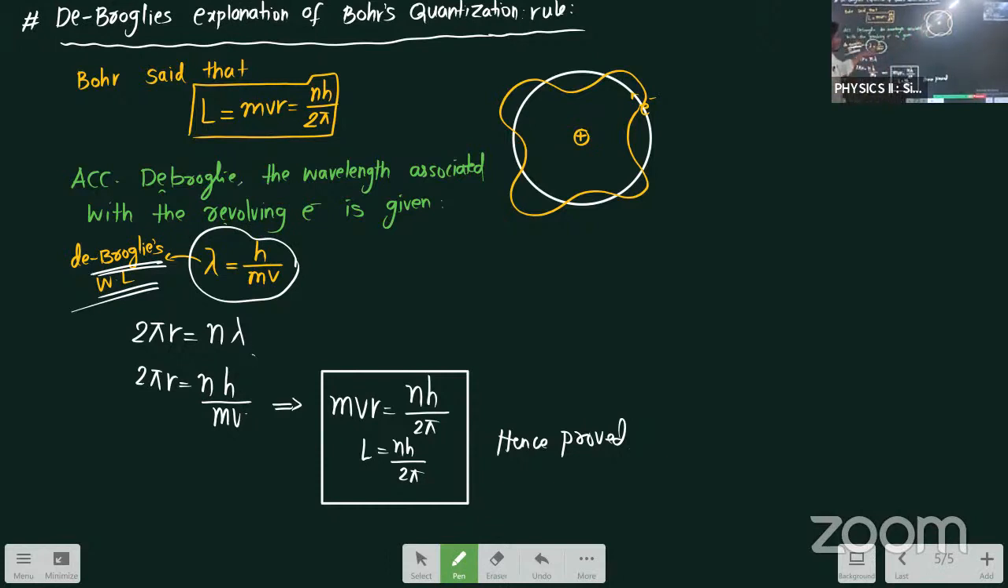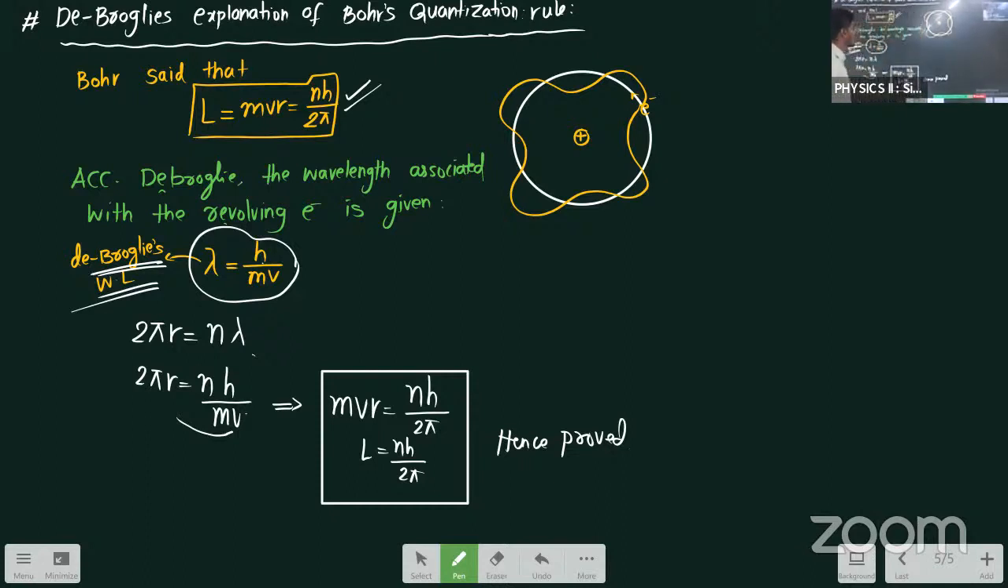So what is the value of lambda here? Lambda equals h by mv. If I substitute this value, take mv to the left side and bring 2 pi to the right side, this becomes mvr equals nh by 2 pi, which is Bohr's quantization rule. So in this manner, de Broglie was able to explain Bohr's quantization rule. I hope you understood this answer.